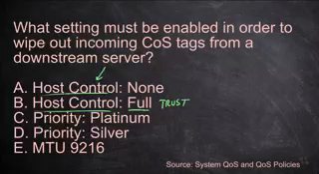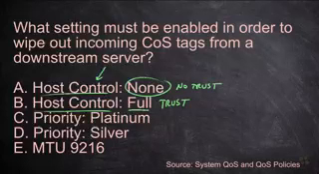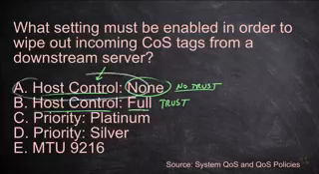However, if we don't want the host to have any control over the tagging of our packets, well, then we'd want to say none. So this is no trusting. And so the question is asking which one allows us to override. Well, that would be the no trust situation. So A is our answer.